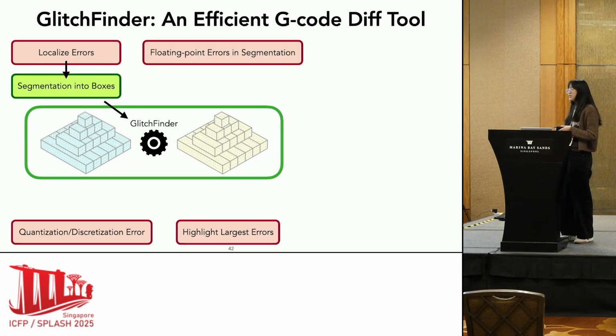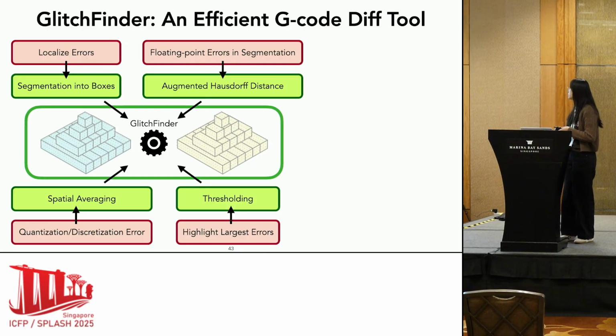In addition, Glitch Finder tackles 3 more challenges: floating point errors that happen in segmentation, quantization and discretization errors, and how we can highlight the largest errors. And Glitch Finder addresses them by introducing what we call augmented Hausdorff distance, combined with spatial averaging and thresholding. If you'd like to know more about the details, please go read the paper.